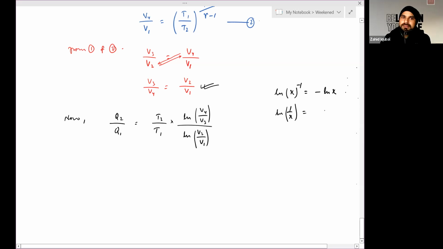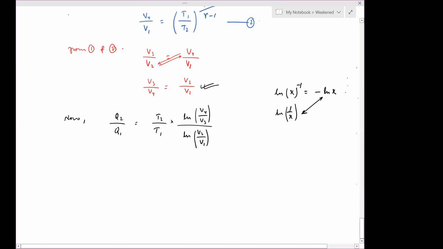Is it clear? So if you reverse the fraction in log, then there will be a negative sign multiplied with its coefficient. So you may write this particular term to be this. Is it clear? Yes, sir.